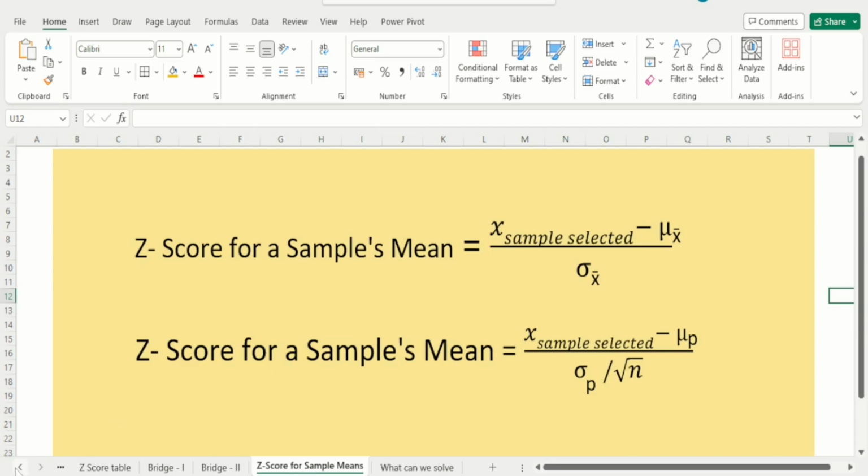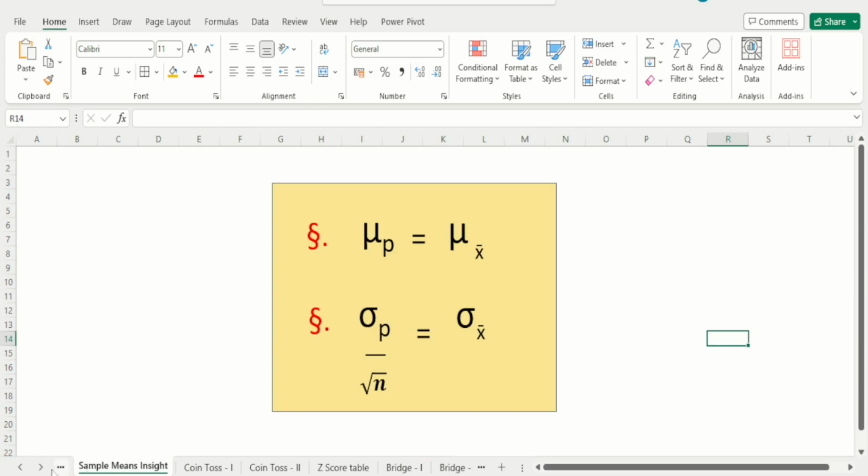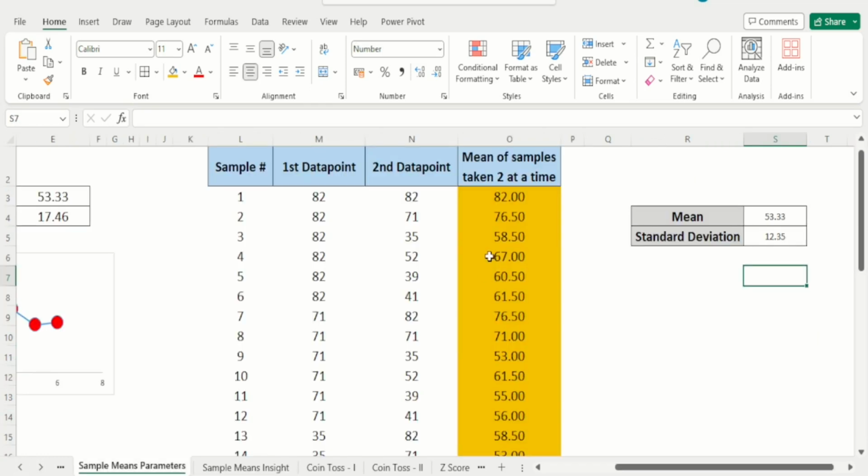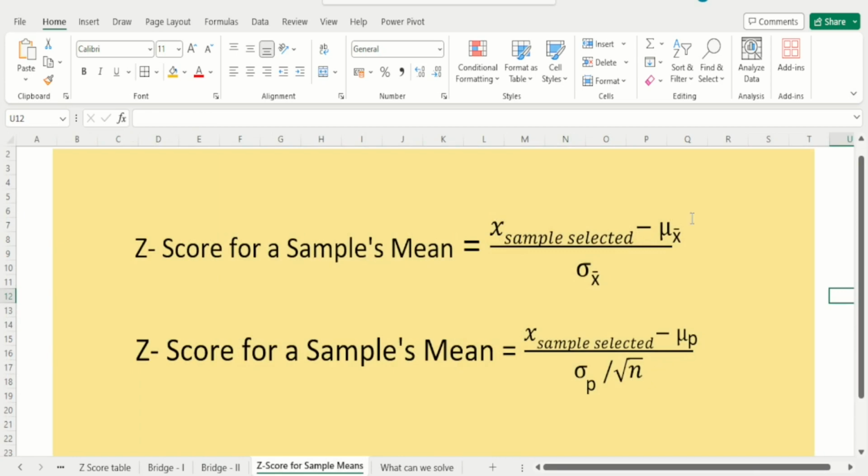Remember, we had calculated the mean of samples when we looked at this example. So this is our list of mean of samples, and we calculated the mean of samples as 53.33, right? So this is what this represents here. This is the mean of samples. Okay, so that's the number here. And then what is this? This is the standard deviation of the mean of samples. Again, remember, how did we calculate the standard deviation of the mean of samples? This is given here in this formula.